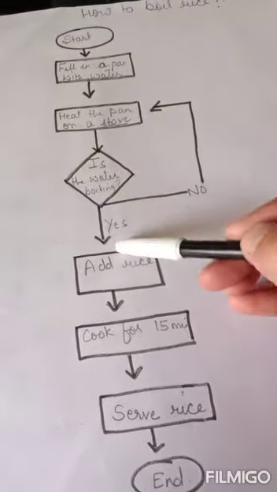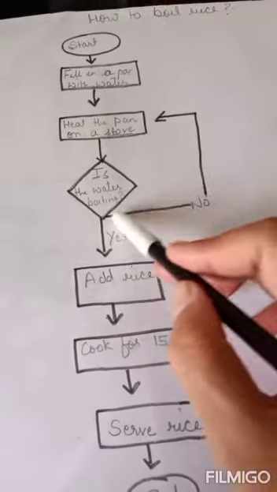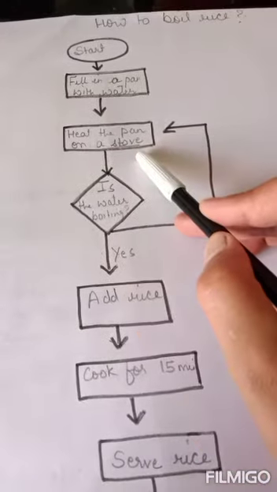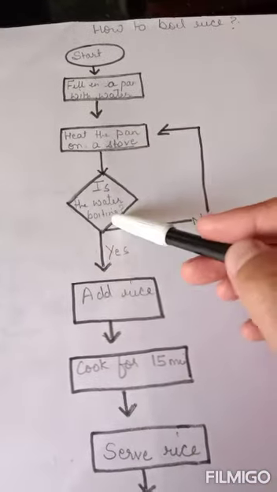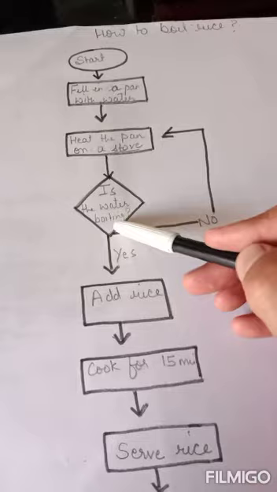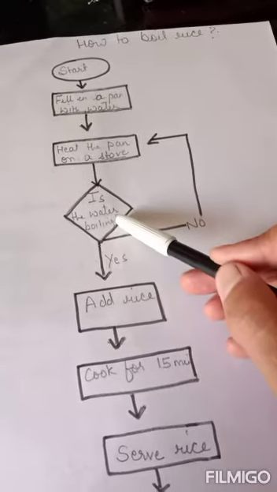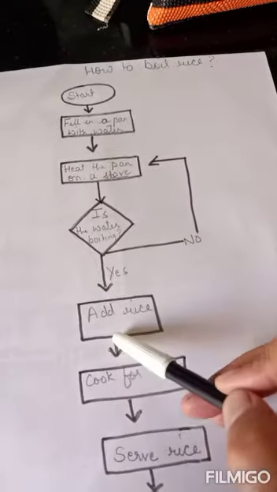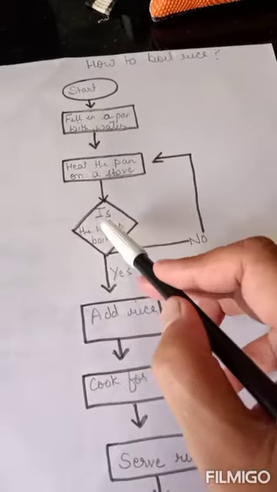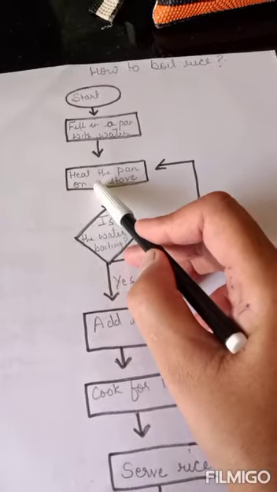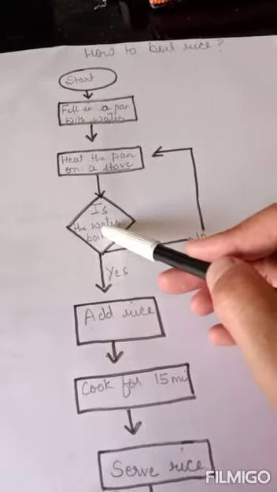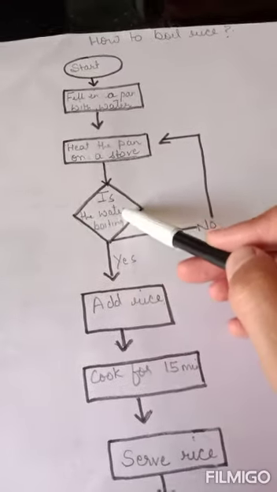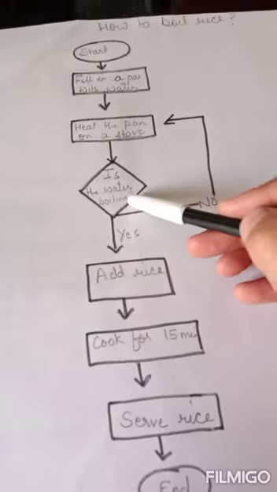So if the answer is yes, add rice. If the answer is no, then go back and heat the pan on a stove. Do you understand that? So it is called branching or decision, wherein you are telling the computer that if the water is boiling, then add rice. If it is not boiling, then heat the pan on a stove. All right, so this is the decision point, this rhombus. Okay, that's called the decision box or decision point.